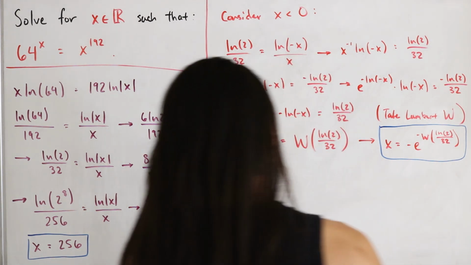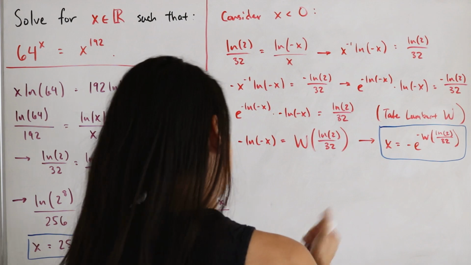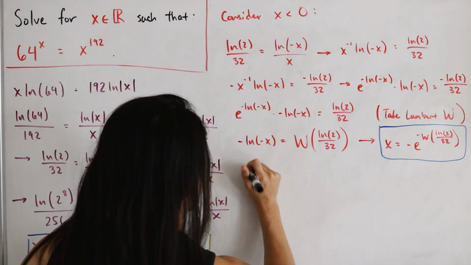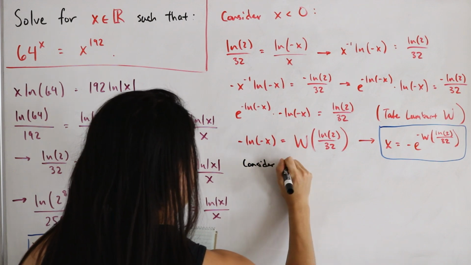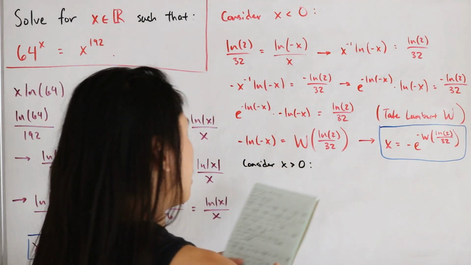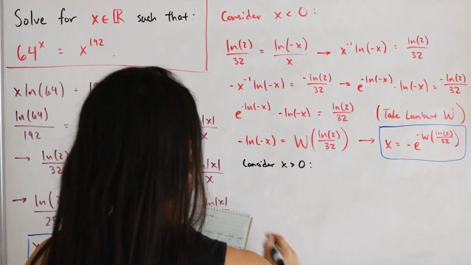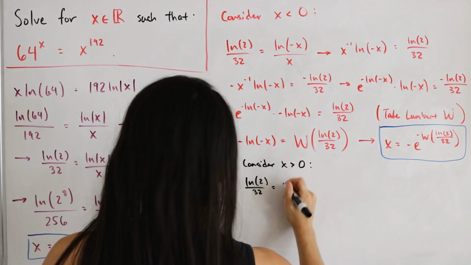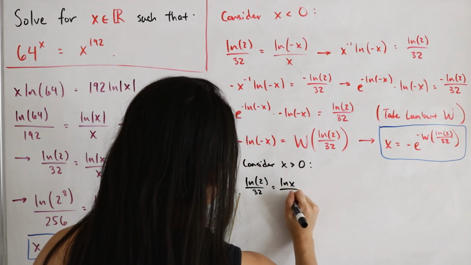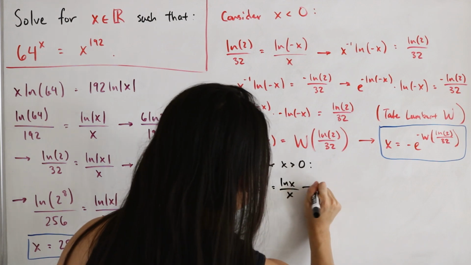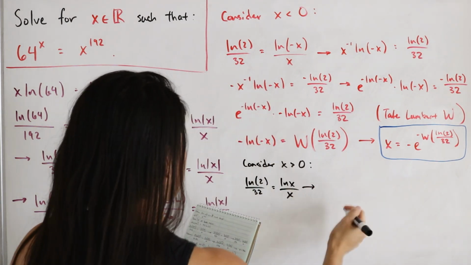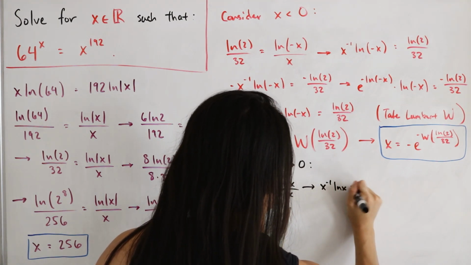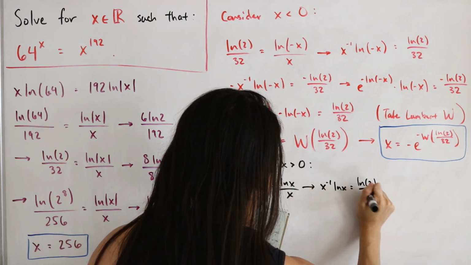So next thing is, I guess you could say this is the last thing. I would use this color over here. Let's use this one. So let's now consider x being strictly greater than 0. The same logic applies, just like what we were doing earlier. So I have natural log of 2 divided by 32 equals, I can just keep this as natural log of x divided by x. Okay, so same logic follows. So we rewrite the expression a little bit: x to the negative 1 and then ln of x equals ln of 2 divided by 32.